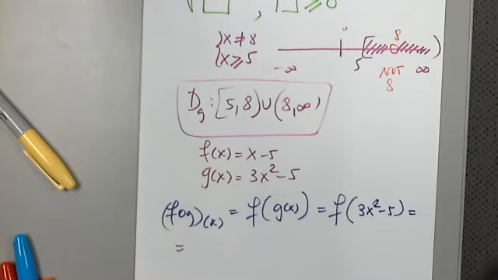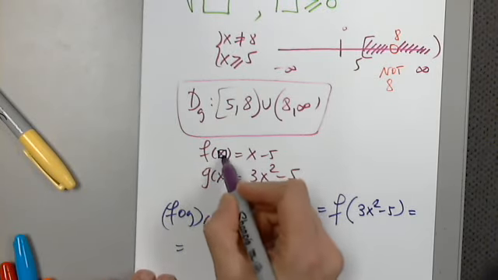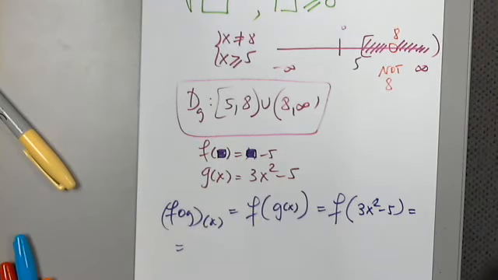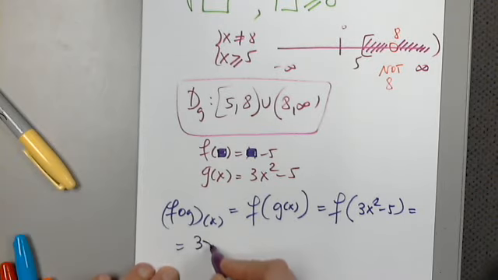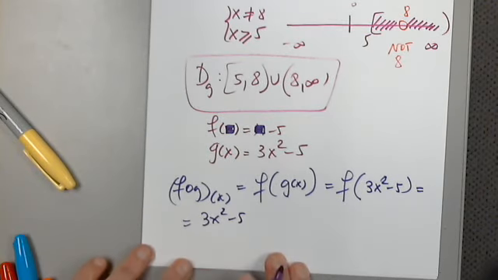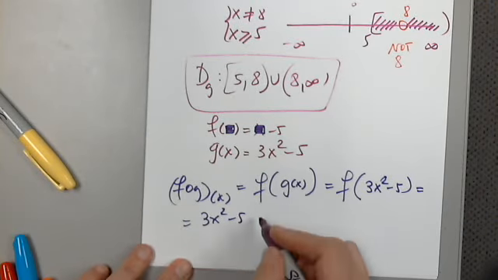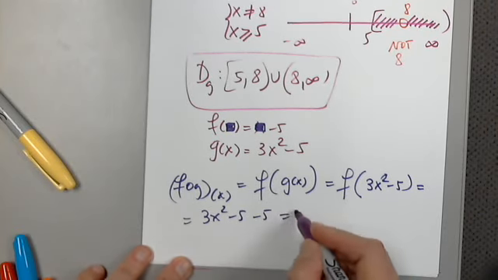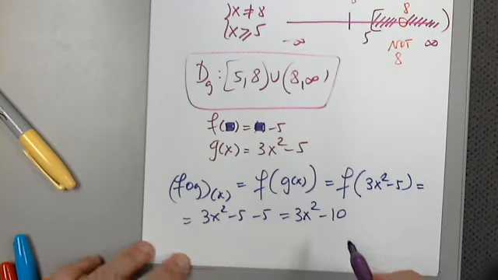Now stop and let's look. What does f say? F says this. What do I write? Okay. Good. You can put parentheses, it's not wrong, but there is no need. So this is 3x squared minus 10.